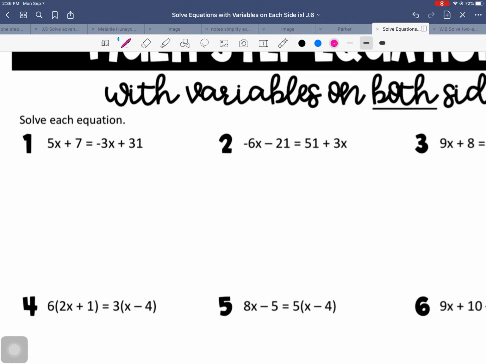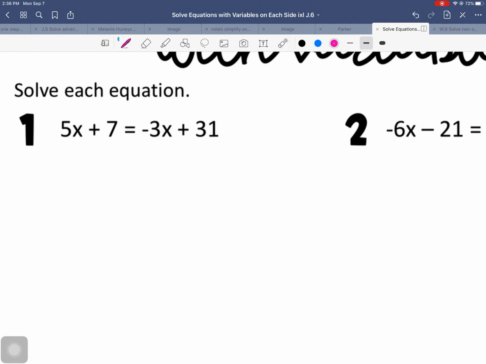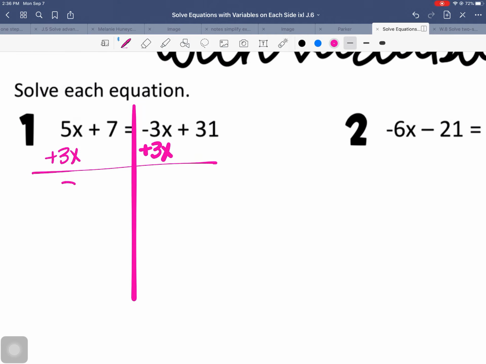All right, some examples. Now, when we're looking, there is nothing that we need to distribute here. So the next thing said, get your variables to one side. I am going to move the negative 3x to the left-hand side by adding 3x. I do it to one side, I do it to the other. So I have 8x plus 7 equals 31.